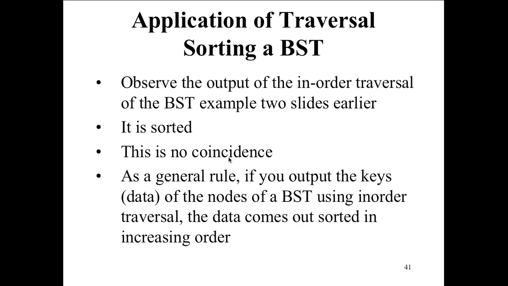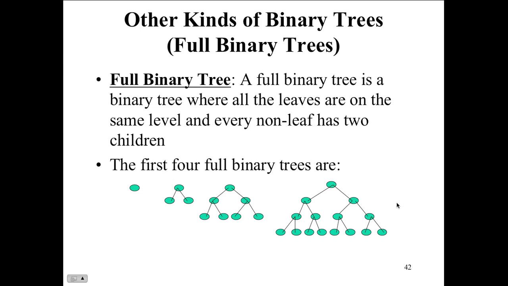So as a general rule, if the keys or the data of the nodes of the binary search tree are output using an in-order traversal, the data comes out sorted in increasing order. So the data will always come out in increasing order. So we have two other kinds, I should say, of binary trees.